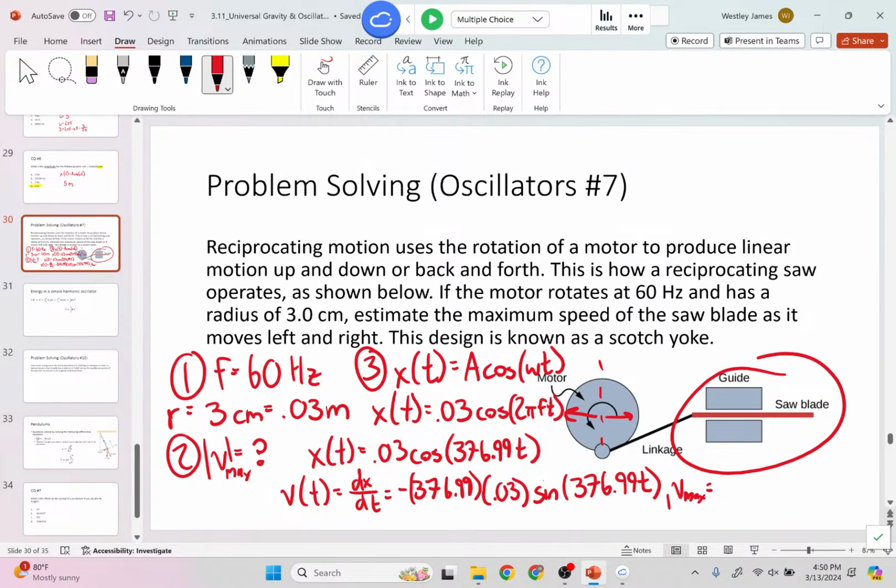To clarify this negative cosine, you take the derivative, you get negative. It doesn't even matter for this problem, because Vmax is just 376.99 times 0.03. It wants the speed, which is the absolute value, so the negatives go away. So you just multiply those two numbers, it gives you an answer. And that's the maximum velocity. That's it. So this problem that seemed really weird, probably at first glance, like how do you begin to solve this? Equation for an oscillator, do the derivative.